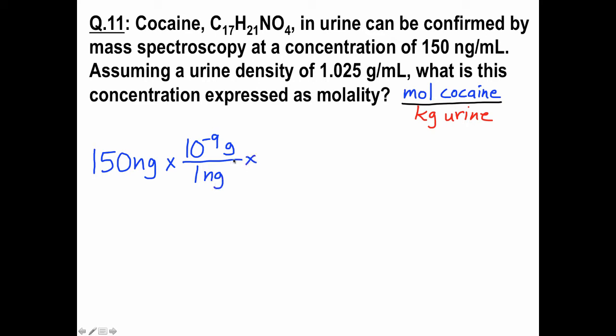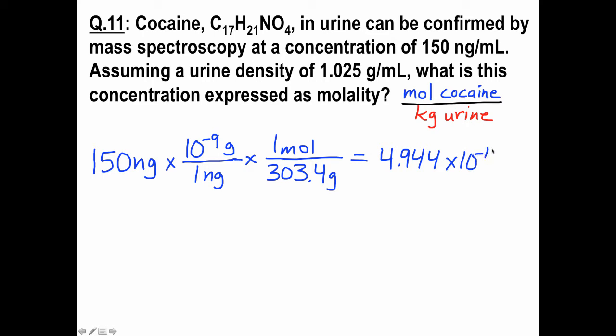And then we have 303.4 grams. That's equal to 1 mole of cocaine. And when we calculate this, what we find is it's equal to 4.944 times 10 to the minus 10th moles of cocaine. And we're carrying an extra sig fig here.